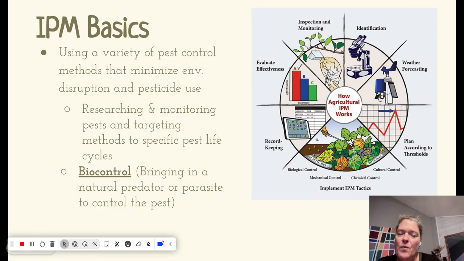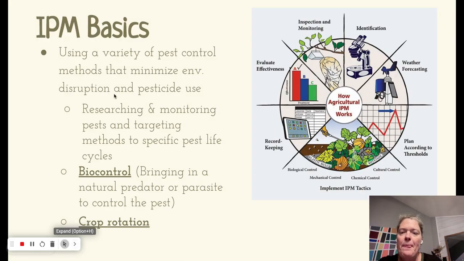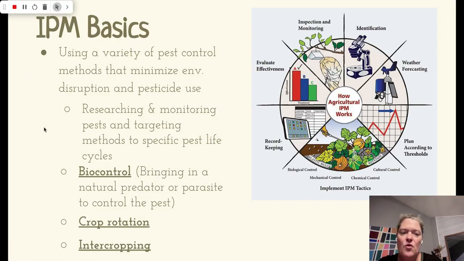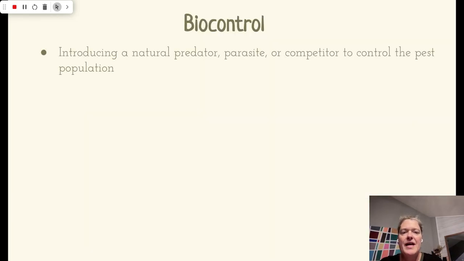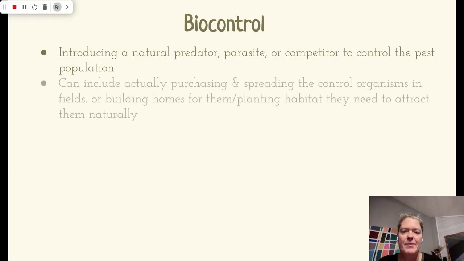One facet of IPM, I guess, is using a biocontrol where you bring in a natural predator or a natural parasite to control the pest. Another method to minimize environmental disruption is to include crop rotation and then also to use intercropping. Intercropping is where we have various types of crops planted beside each other in a field. So, biocontrol, again, is where we introduce that natural predator, a parasite, or a competitor to control the pest population.